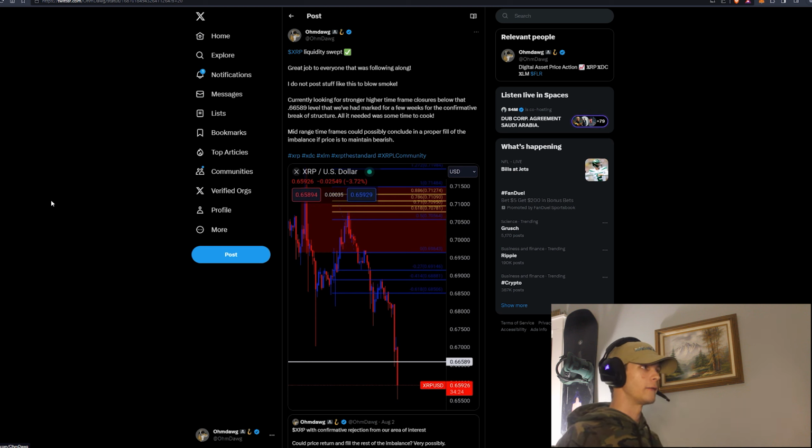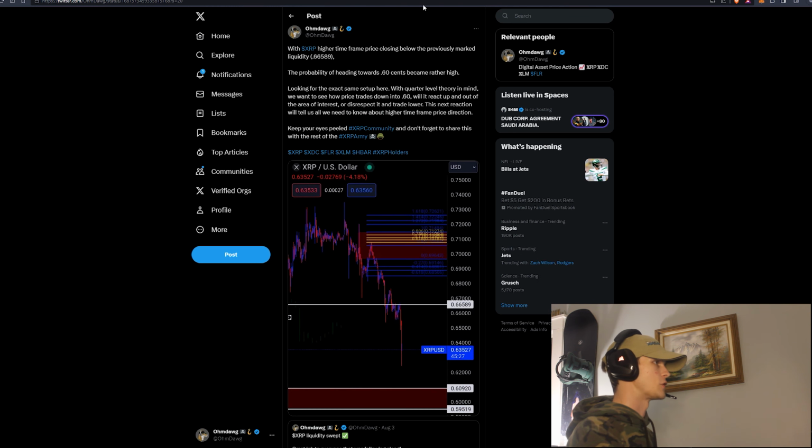We were currently looking for stronger, higher time frame price action closes at that 0.66589 level that we've had marked for a few weeks for confirmative break of structure. All it needed was some time to cook. Mid-range timeframes could possibly conclude in a proper fill of the imbalance if price is to maintain bearish. As we can see down here, we broke that structure, which we will see on the chart here in a minute once we get to the live chart.